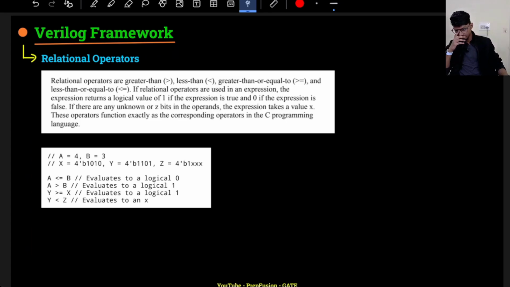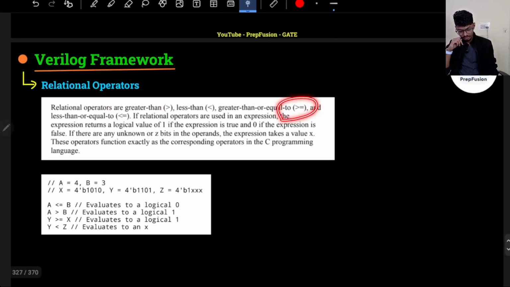So relational operators are what kind of operators? Relational operators are greater than, less than, greater than equals to, or less than equals to. Basically they relate, right? If some number is greater than, then it will evaluate to true, else it will evaluate to false. Let me give you an example.